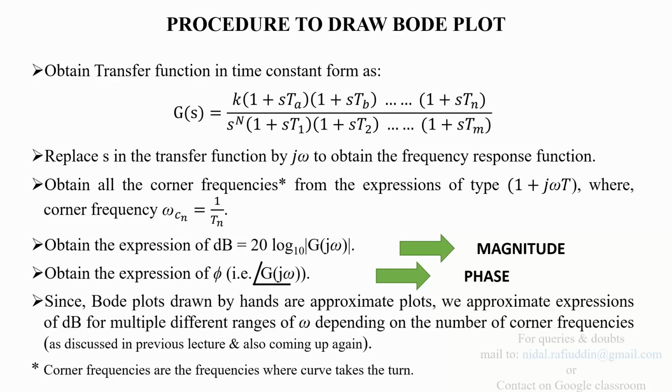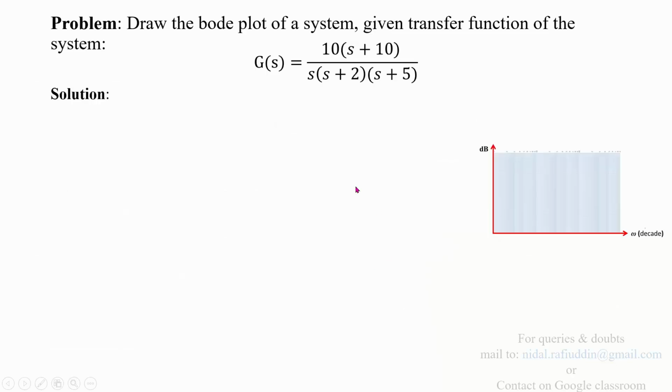The number of approximations will depend upon the number of corner frequencies encountered in the system. We'll see this in the upcoming slide. This was also discussed in our previous lectures and will be discussed again.